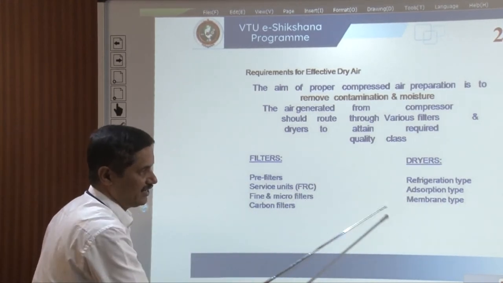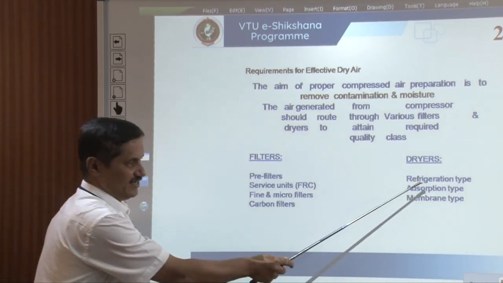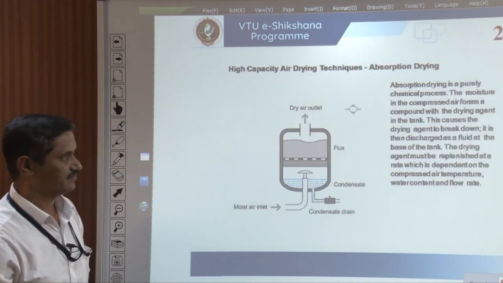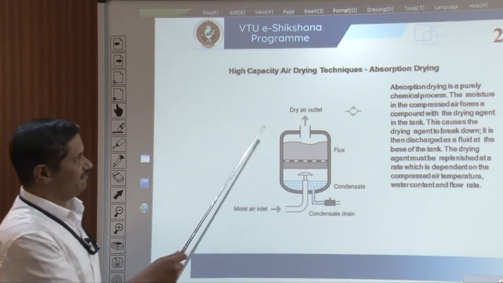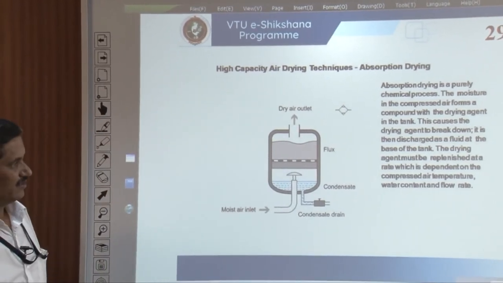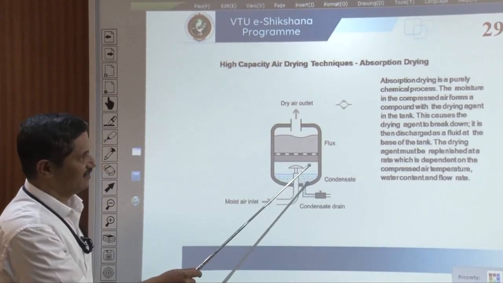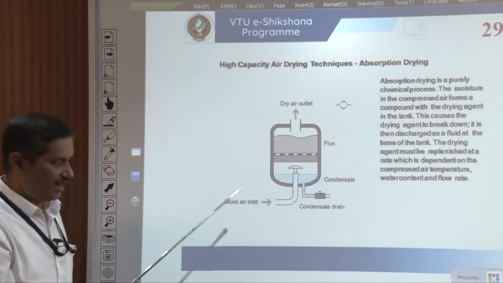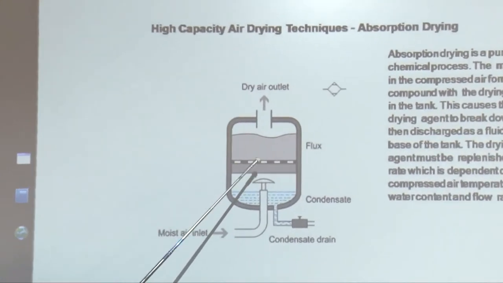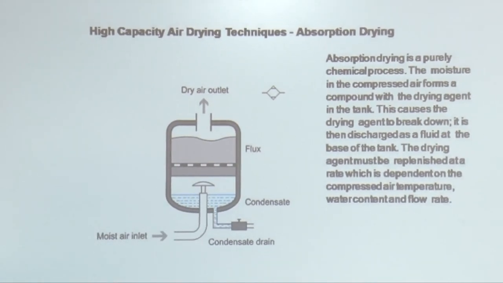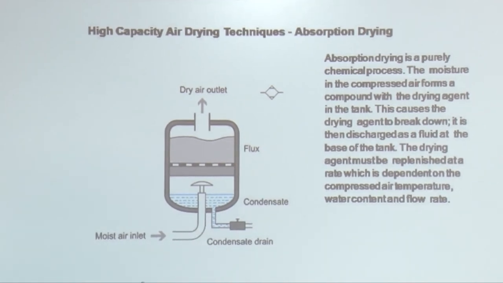And coming to the dryers, as I said, refrigeration type is there, adsorption type is there and membrane type dryers are available. The figure shows the air drying technique which is used in absorption drying. In this case, we have a flux here and we make the air pass from the bottom side, and as it moves up from bottom to top, the water particles get settled on this and slowly collect at the bottom and are drained at regular intervals. So this we call absorption dryers.